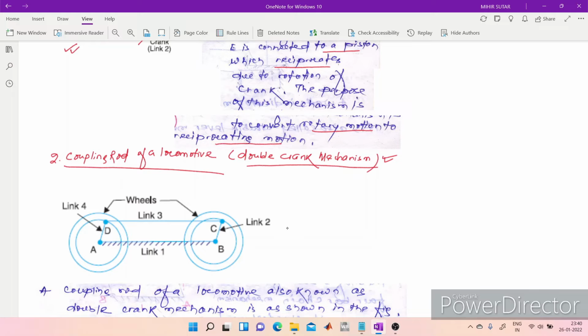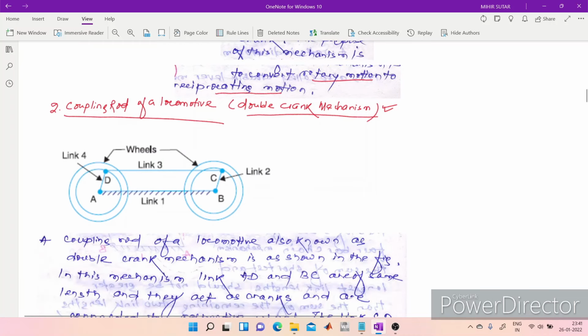So what happens in a rail bogie, all the wheels, that means the leading wheel and the trailing wheels, are connected by means of a coupling rod. And this is the coupling rod, you can see, and the coupling rod of a locomotive is also known as double crank mechanism, as shown in the figure.